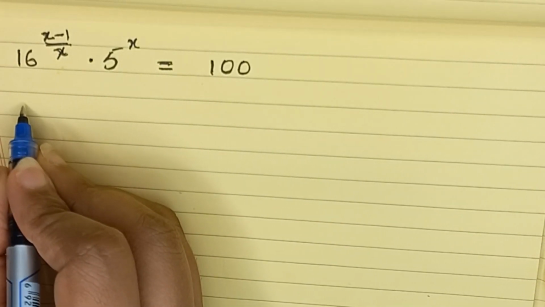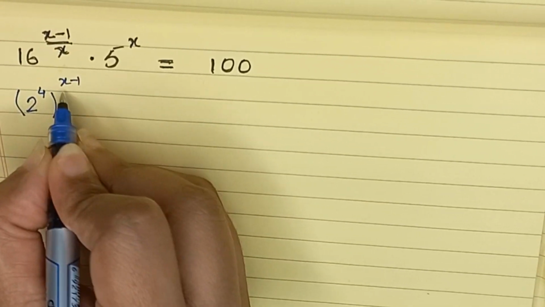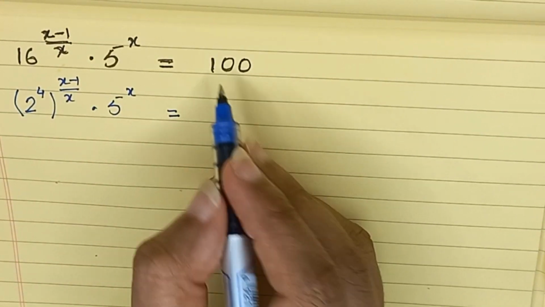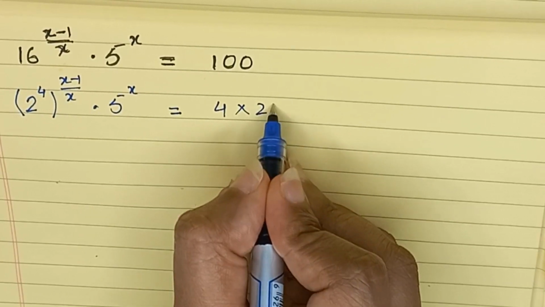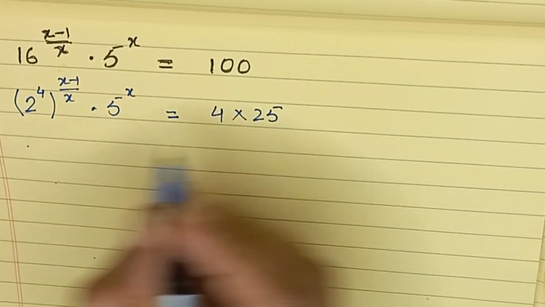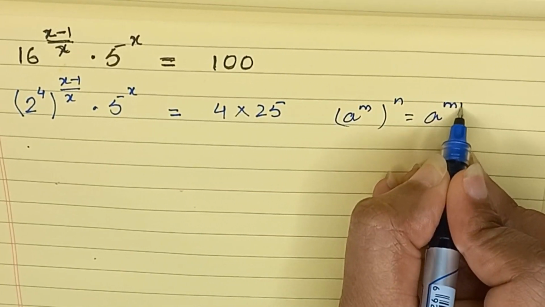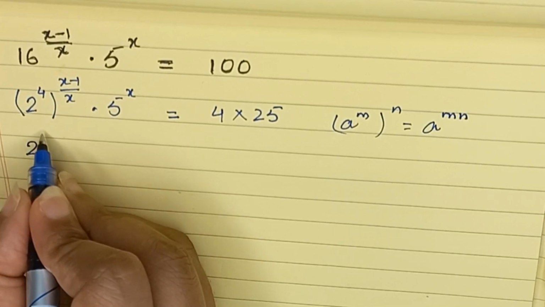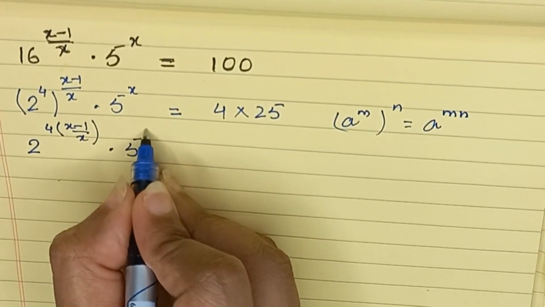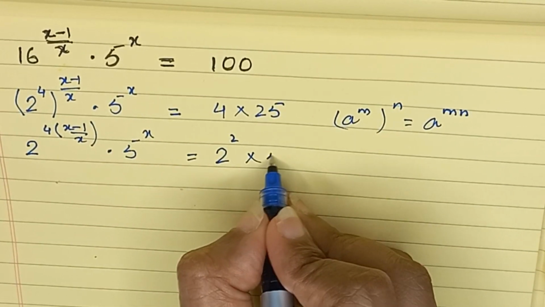We can write 16 as 2 raised to the power 4, and its whole power (x minus 1)/x, into 5 raised to the power x, which is equal to 100, can be written as 4 multiplied by 25. So from here, we know that a raised to the power m, whole power n, is equal to a raised to the power mn. So it will become 2 raised to the power 4(x minus 1)/x, into 5 raised to the power x, and 4 can be written as 2 square and 25 can be written as 5 square.